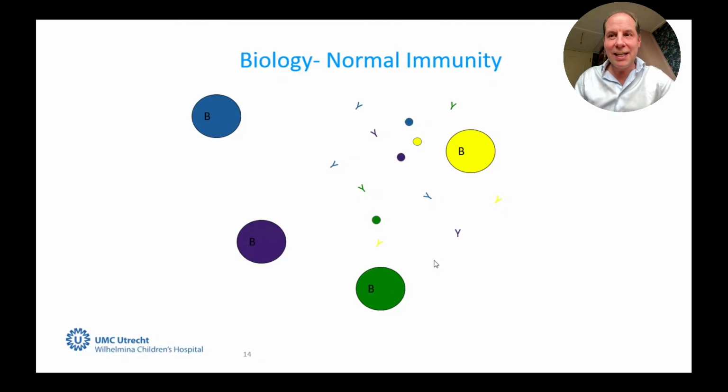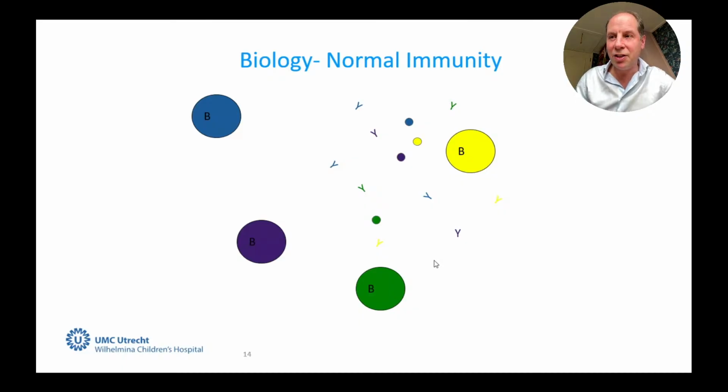So in normal immunity, if you zoom in and you look at the B cells, the B lymphocytes, those are the cells that produce immunoglobulins or antibodies that recognize a specific virus or bacterium. So you see they are different. That's why they have different colors. And the immunoglobulins they make are also different, recognizing different pathogens. And that's why they also are depicted in different colors.